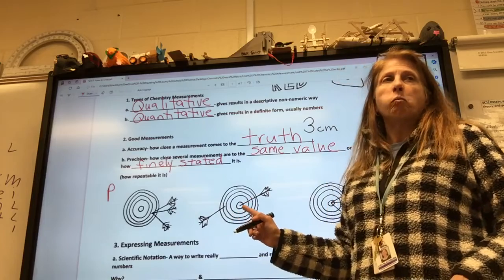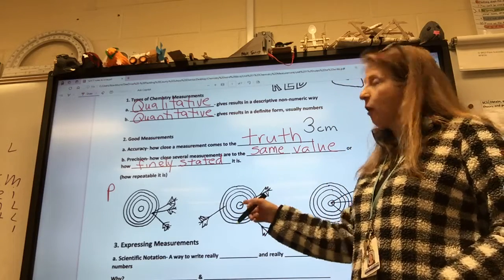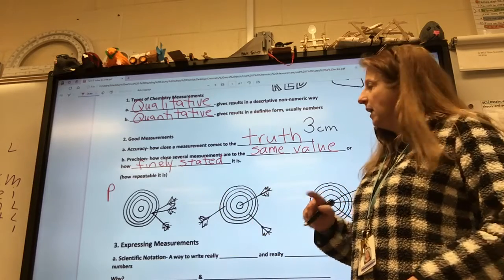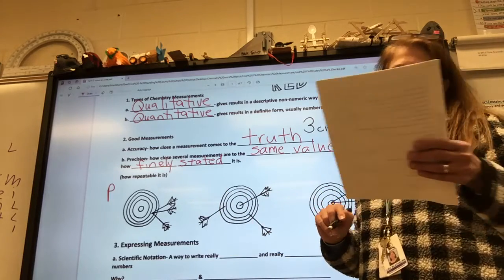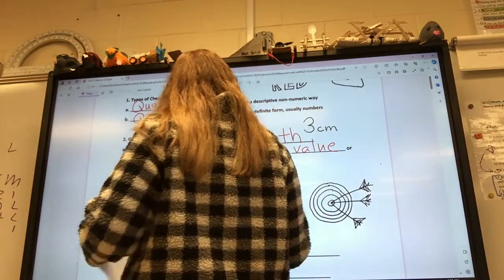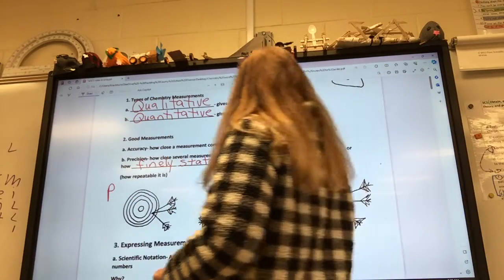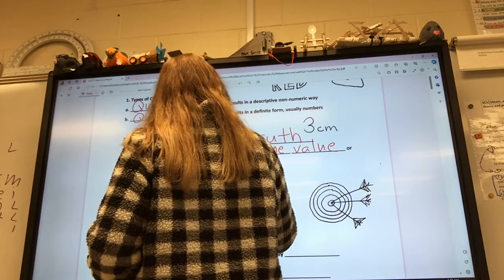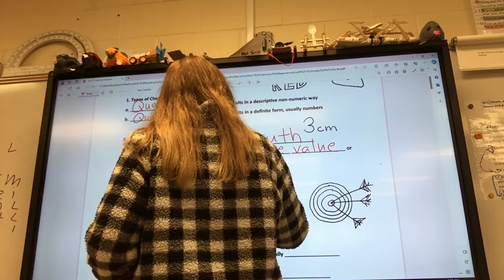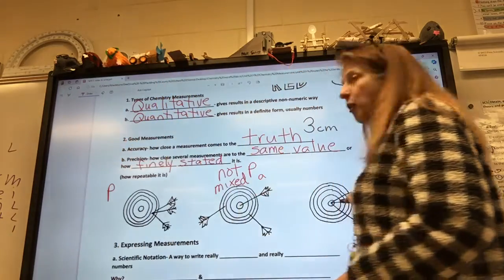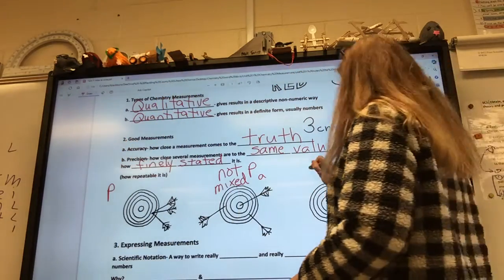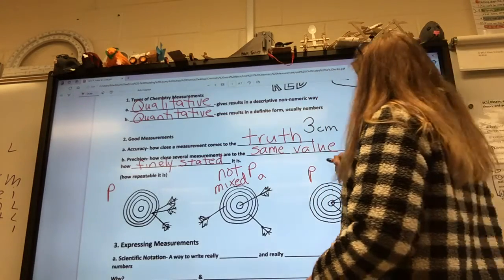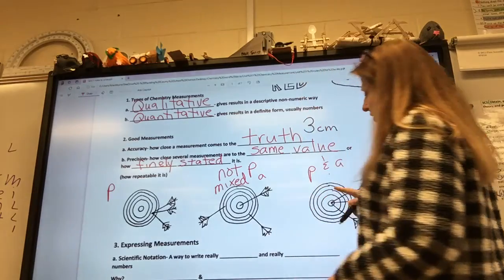Is it accurate? Not really. I got one accurate, but overall, if I averaged them, they wouldn't be very accurate, would they? Is it precise? No. So this one has mixed accuracy, but it is not precise. It's not P and sort of mixed accuracy. Okay, how about that one? Yes, it's precise because we hit the same place 3 times, and it is accurate because we hit the bullseye.